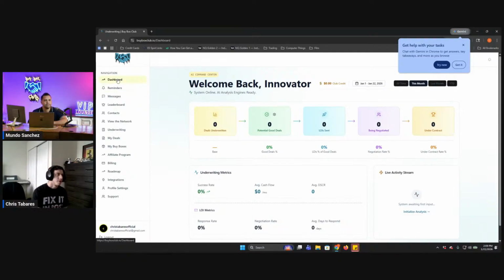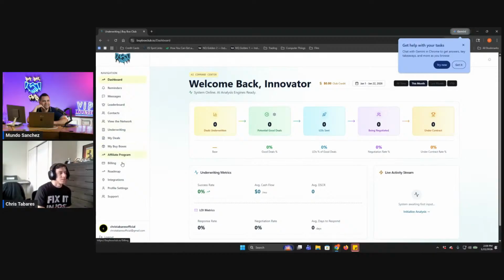The very first thing I'm seeing is the dashboard. I'm seeing an entire overview of what I have. I have done nothing, so therefore everything here is zero. Deals underwritten, potential good deals, offers sent, being negotiated, under contract. I'm working hard.